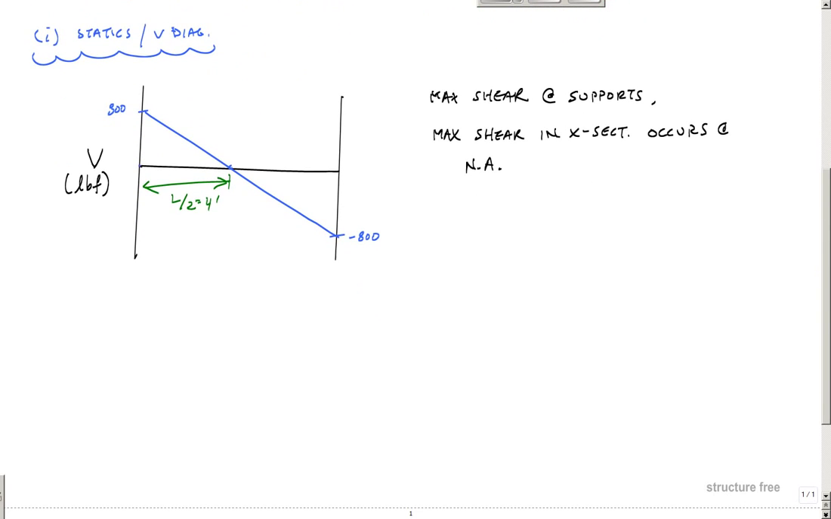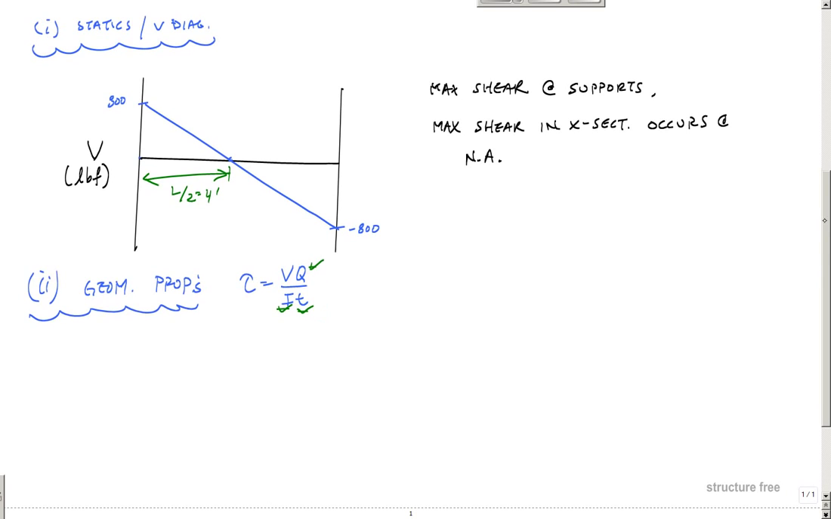So the next thing you want to do, once you can understand where the maximum shear stress is and where it occurs, you want to do some section properties or geometric properties of the cross section. And looking at that formula here, this tau equals VQ over IT. The geometric properties are I, T, and Q right here. Okay, so I is the moment of inertia of the entire cross section about the neutral axis.